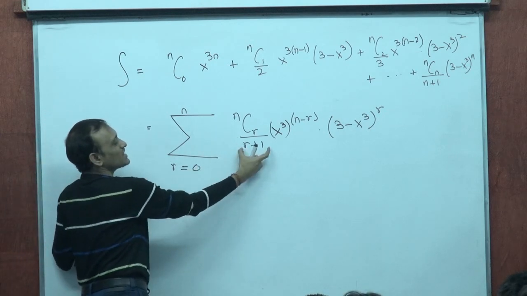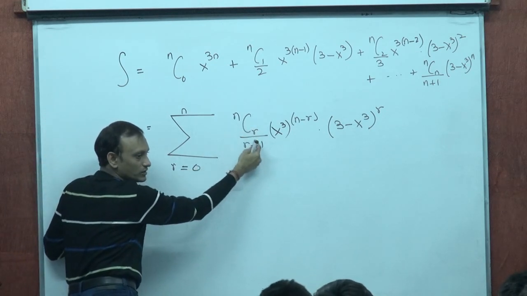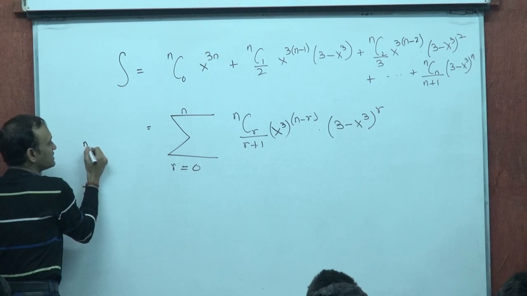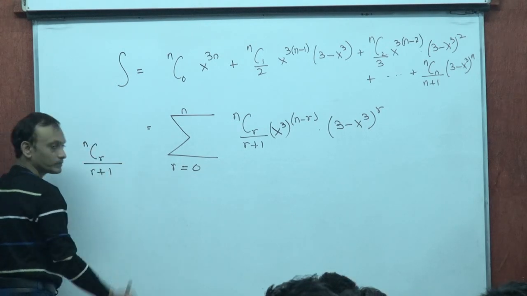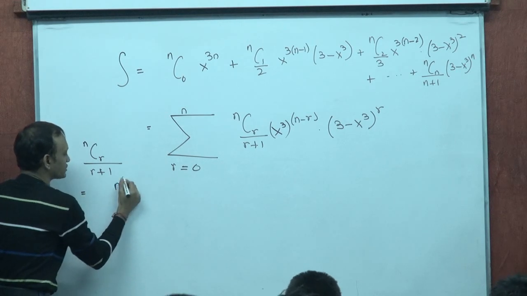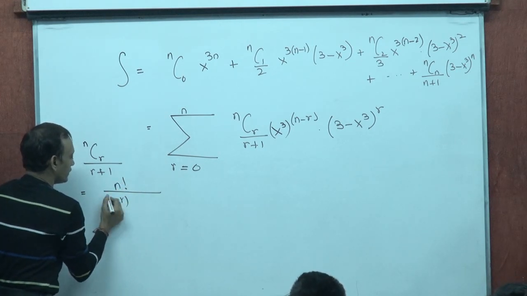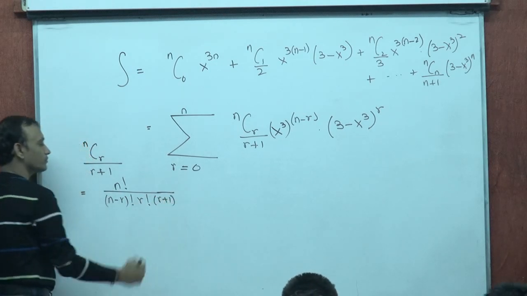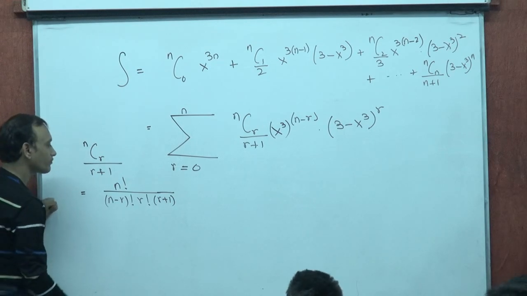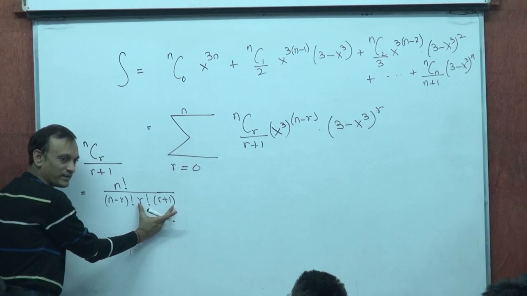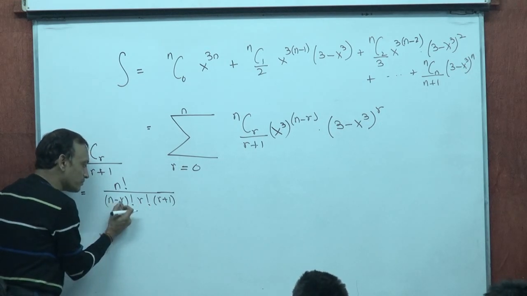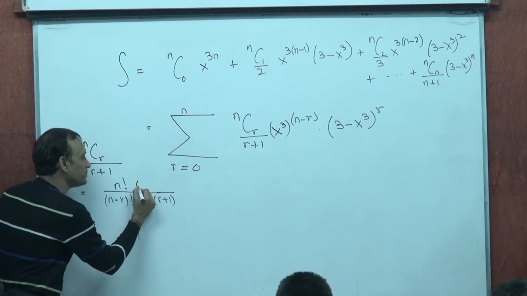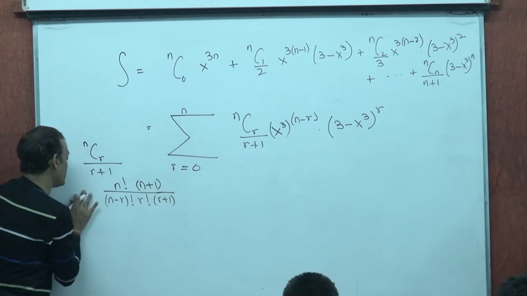Now, this r plus 1 is really the stumbling block. We need to deal with this. So let's simplify matters here and see what we could do with this. nCr by r plus 1 is actually n factorial by (n minus r) factorial r factorial into (r plus 1), right? We have an r plus 1 factorial here, and this is n plus 1 minus r plus 1 factorial. So it would have been nice if this was n plus 1 factorial. So now to make it an n plus 1 factorial, we multiply and divide by n plus 1.